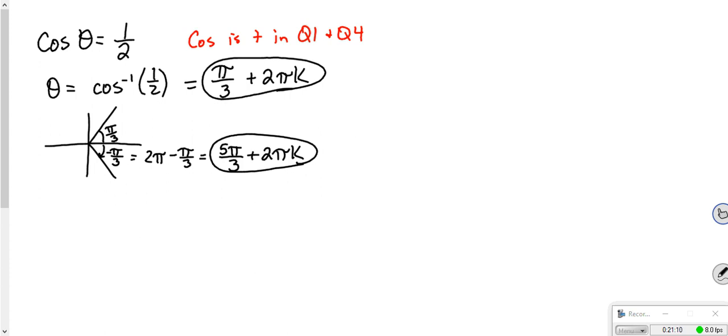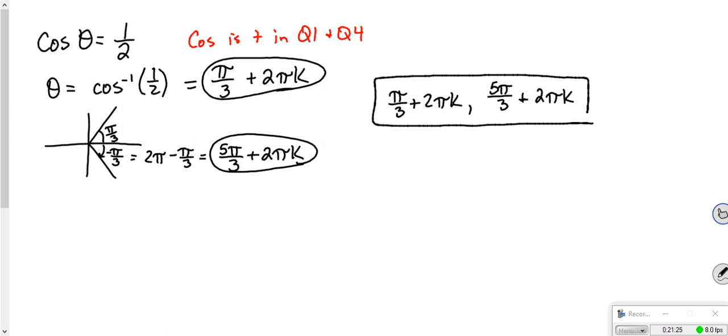So in your blank, you would have pi over 3 plus 2 pi k, comma, 5 pi over 3 plus 2 pi k. That would be your answer block. Okay, now that's the first one. The second one says list 6 specific solutions.